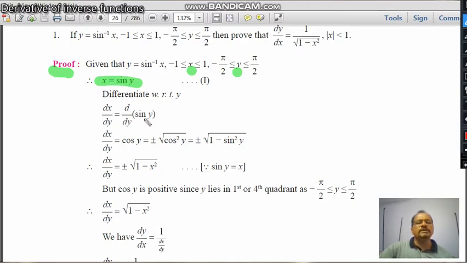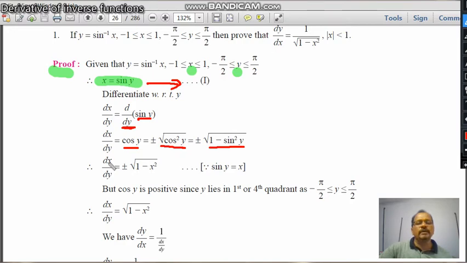Dx by dy is equal to derivative of sine y with respect to y. Derivative of sine y with respect to y is cos y. But cos y is square root of cos square y. I don't know whether it is positive or negative, therefore I have initially given positive or negative square root of cos square y. Now we know the fundamental identity in trigonometry, cos square y is 1 minus sin square y. Therefore this dx by dy becomes plus or minus under root 1 minus sin square y. Again sin y means x.